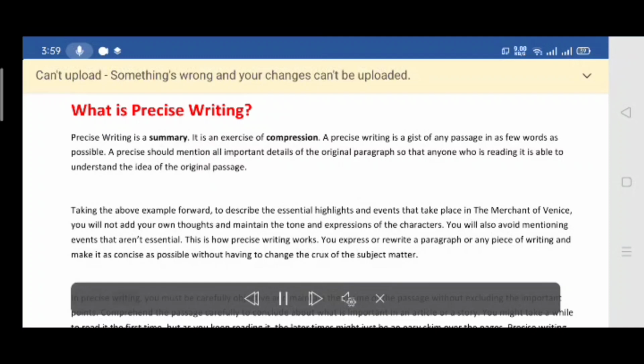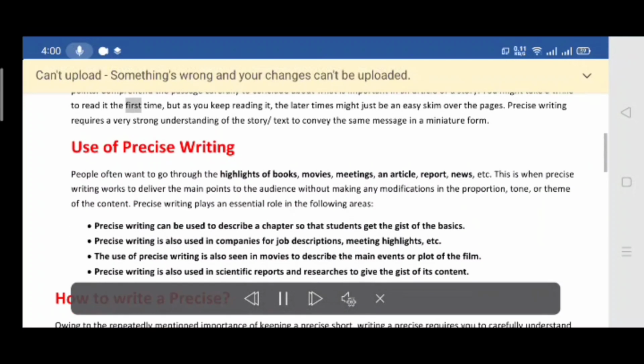In précis writing, you must be carefully objective and maintain the theme of the passage without excluding the important points. Comprehend the passage carefully to conclude about what is important in an article or a story. You might take a while to read it the first time, but as you keep reading it, the later times might just be an easy skim over the pages. Précis writing requires a very strong understanding of the story and text to convey the same message in a miniature form.